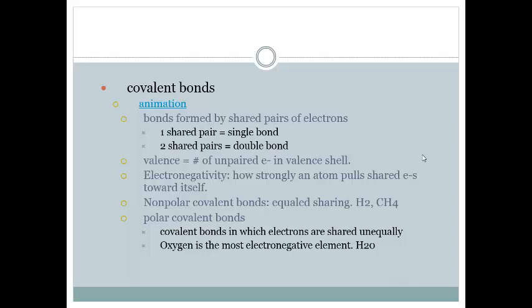Covalent bonds can be polar or nonpolar. A polar covalent bond is going to be caused by an atom having electronegativity. An electronegative atom pulls electrons in close to it. It has a strong pull of electrons.